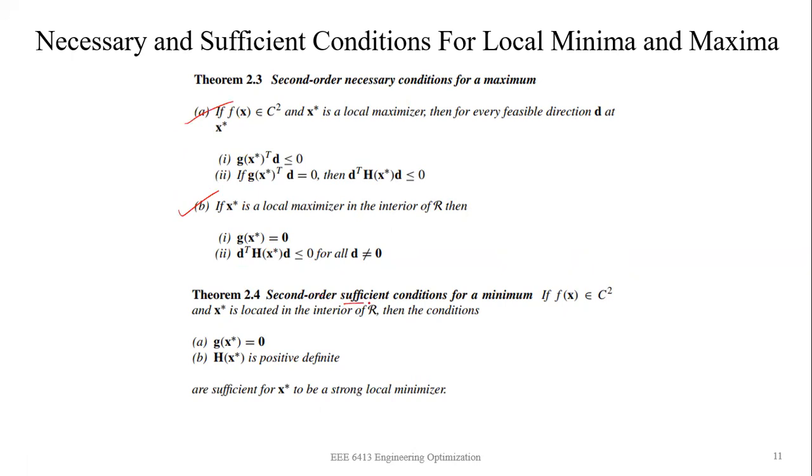Now we want to go for the sufficient condition for a minimum. So again, for the sufficient condition, your f(x) is second order differentiable, and your x star is located in the interior of the region. In that case, your condition will be that the gradient has to be 0, and your Hessian has to be positive definite. So the Hessian matrix at x star has to be greater than 0. And if these two conditions are true, this gives you certainty, and that is why the point x star is also known as a strong local minimizer.